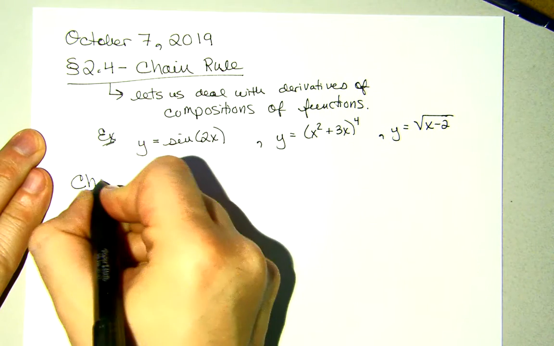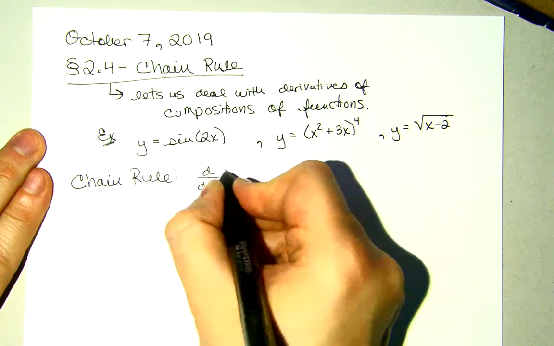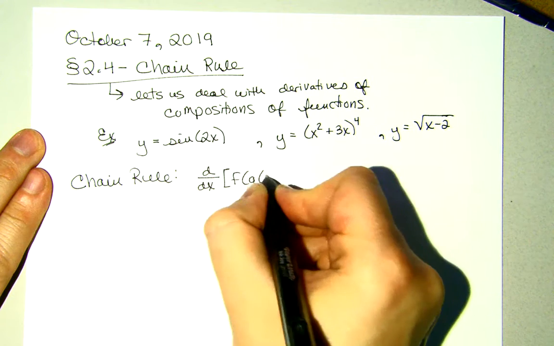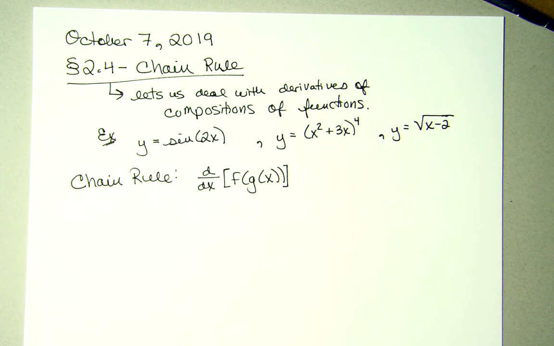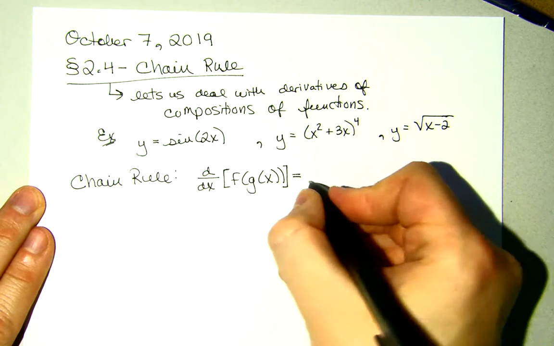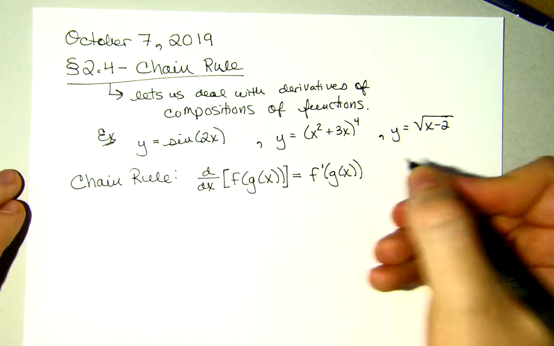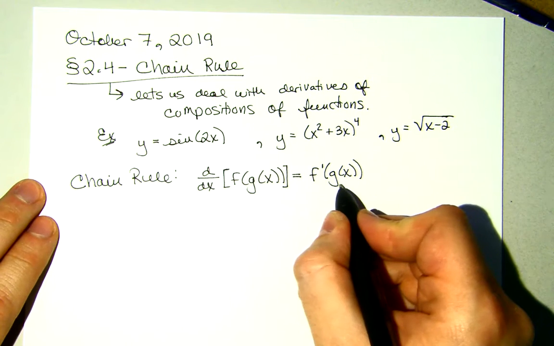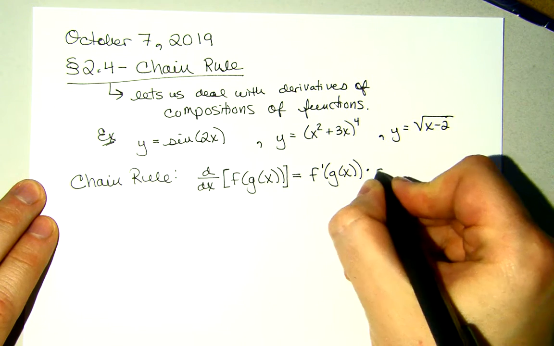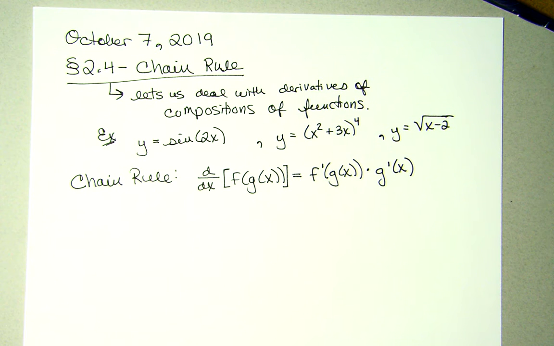Here is our chain rule. It says if I want to do the derivative of f of g of x, of one function inside another function, I'm going to take the derivative of the outside function, f prime, and leave the inside function inside there, f prime of g of x. And then I'm going to multiply by the derivative of the inside function. So in this case, I'm going to multiply by the derivative of g. The derivative of f of g of x is f prime of g of x times g prime of x.